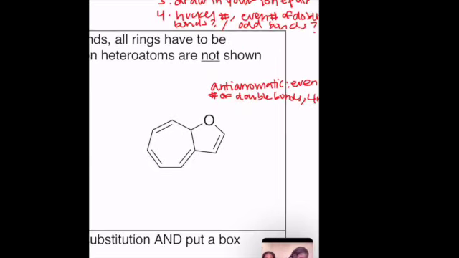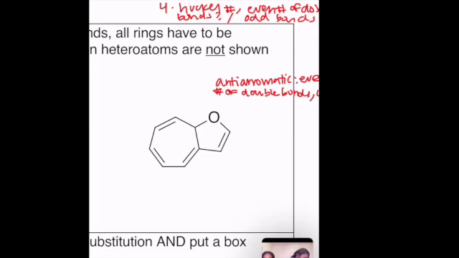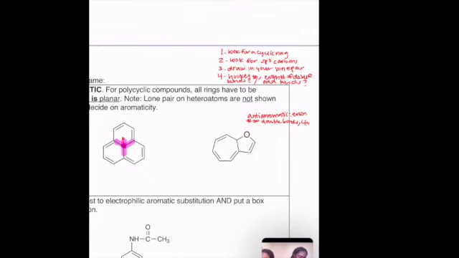Okay, next. This beautiful guy. Look for a cyclic ring. Is it cyclic? Is there an opening somewhere? No. Is that O an opening? No, that's closed.